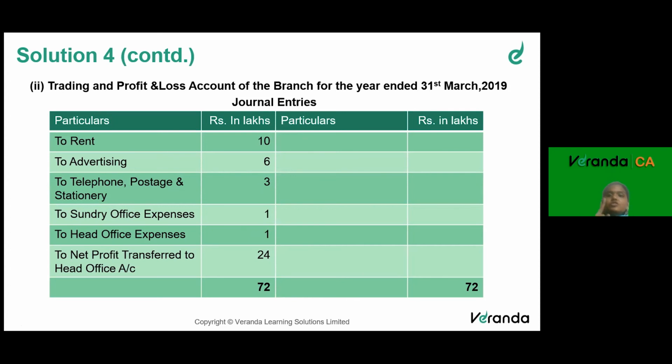Your trial balance does not have two entries. One is the goods in transit sent by the head office. The other is the expense which the head office has borne for the branch, 1 lakh. So that is an expense item, and it is hitting my P&L. That 1 lakh centralized service system is a revenue expense item, so it is hitting here to head office expenses, which you just journalized.